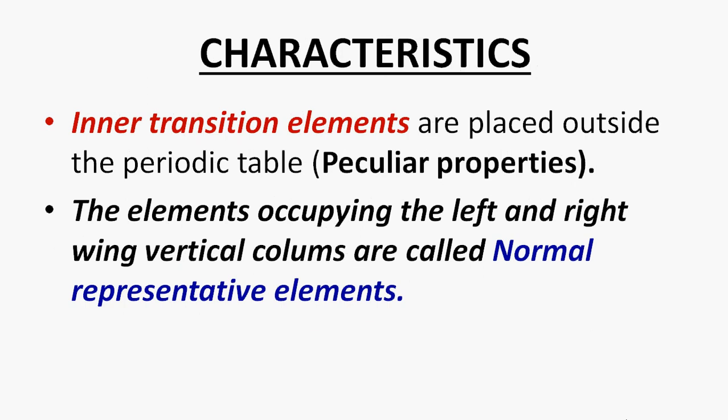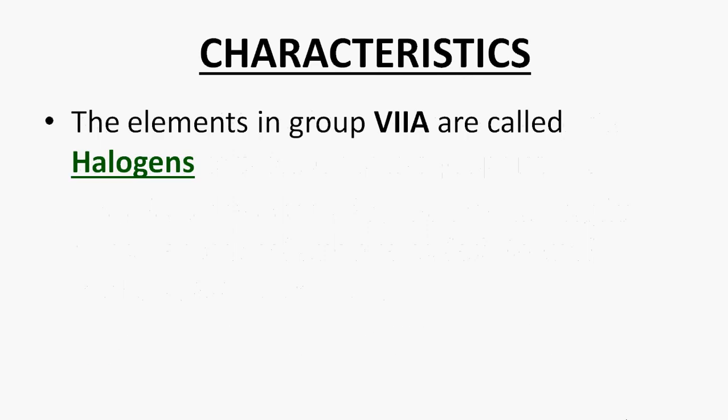The inner transition elements are not placed in the main body of the periodic table. Why? Because they have some peculiar properties, they are not in the periodic function, they are different in their properties, so they are not placed in the periodic table. The elements occupying the left and right wing of the periodic table are called normal representative elements. On the left there are metals, on the right side there are non-metals. Those elements are known as the normal representative elements.